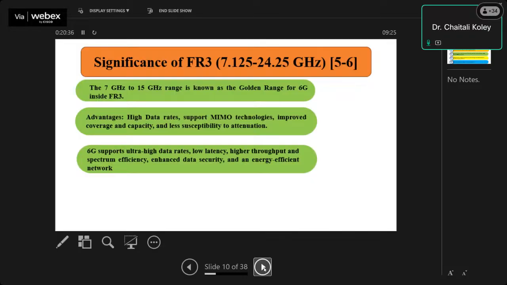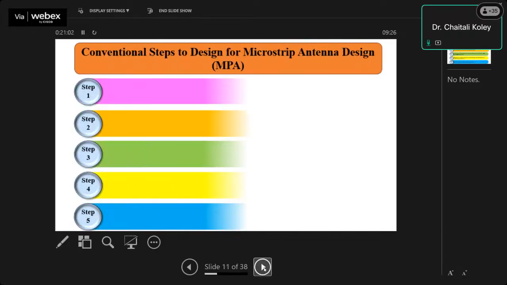So much research is going on within this frequency band that many people are now trying to design patch antennas within this FR3 band, and they are trying to increase their gain and bandwidth, that is, how they can increase the antenna performance within this band so it can be used for 6G communication. So that's why we have chosen it.